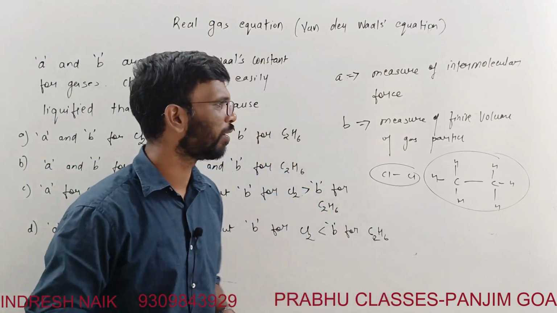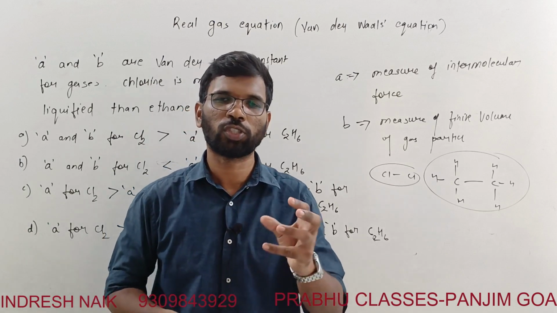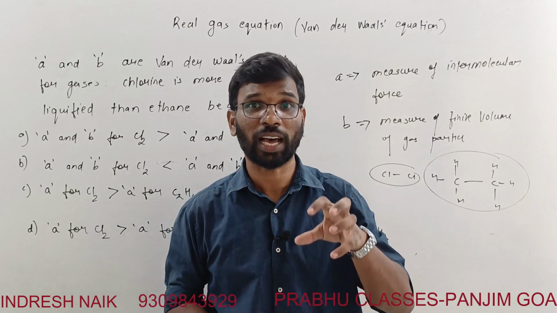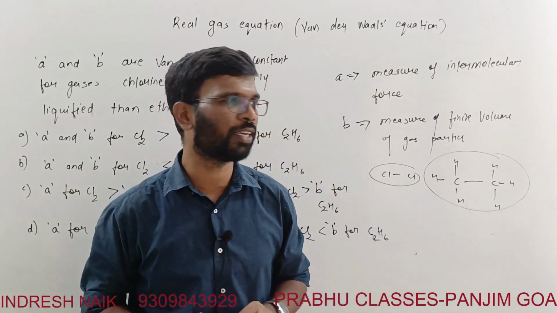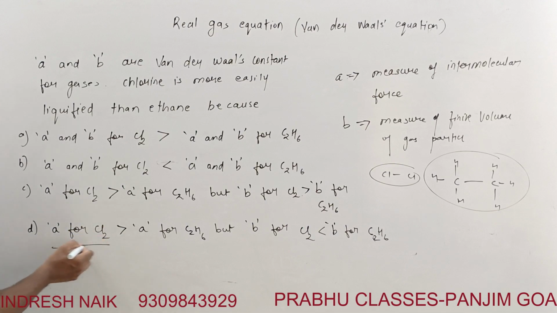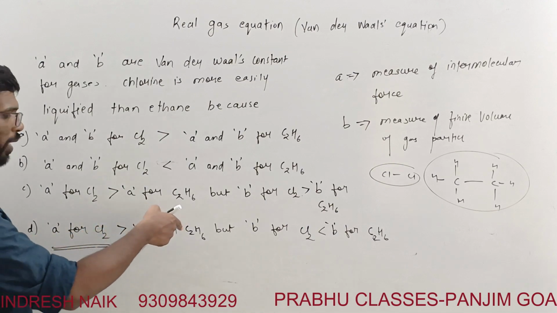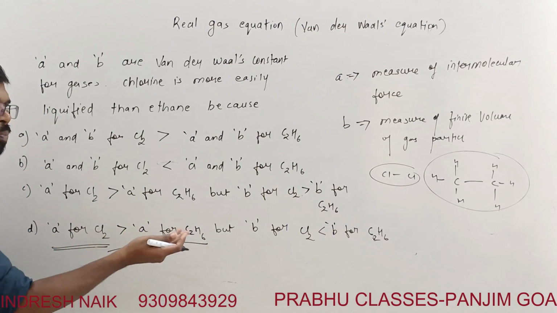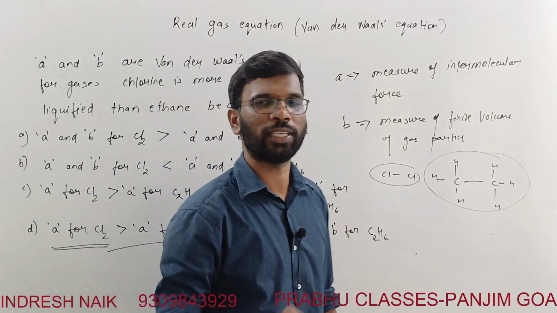Now what is a liquid? Intermolecular forces of attraction are more in a liquid compared to the gas. If intermolecular forces are more, then we can easily liquefy the gas. So the statement says that A is a measure of the intermolecular forces. A for Cl2 will be greater than A for C2H6. This is true. Right, that's why it can be easily liquefied.